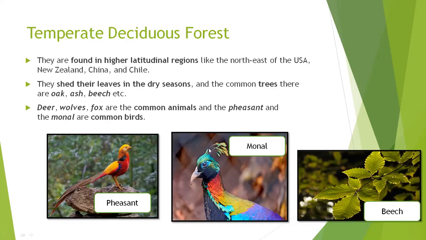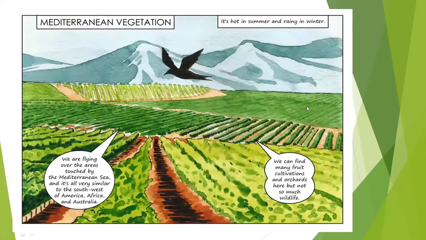And just look at the monal. Wow, very beautiful. We can find monal in these forests very commonly. Okay, so this is temperate deciduous forest. Now move to Mediterranean vegetation.